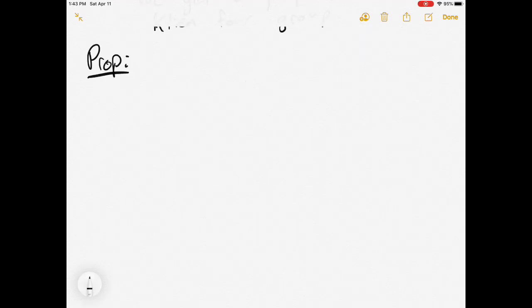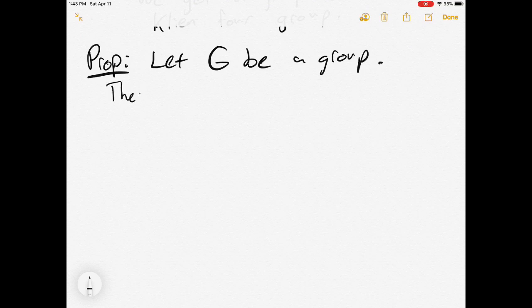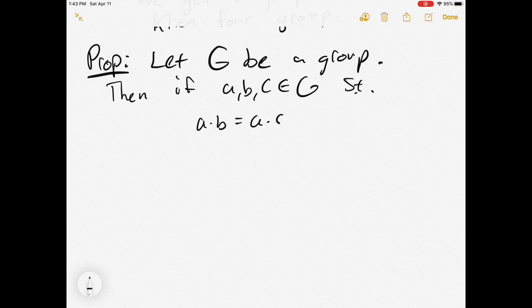Here's a proposition. Let G be a group. Then, if A, B, and C are in G such that A times B is equal to A times C, or B times A is equal to C times A, then B is equal to C.